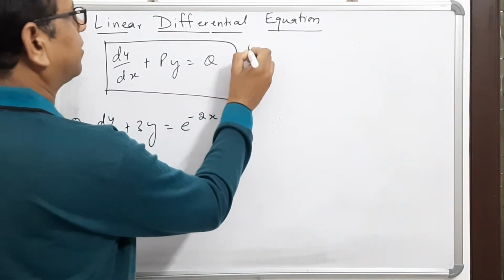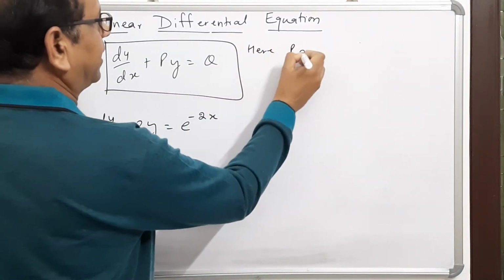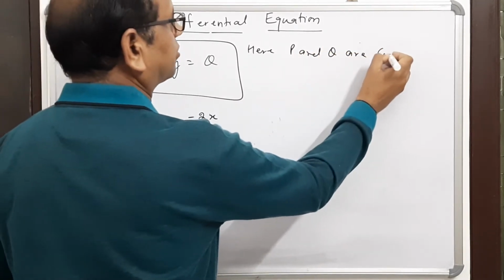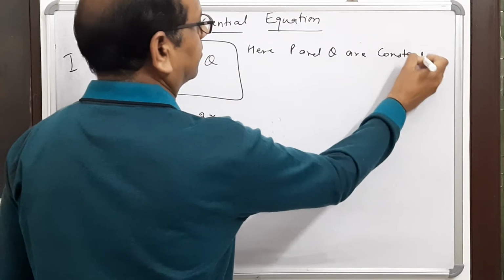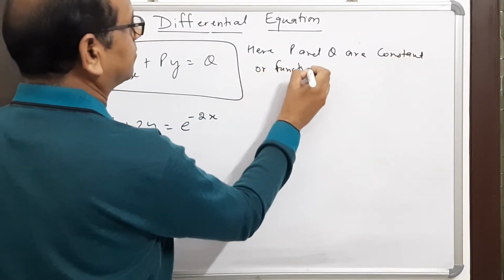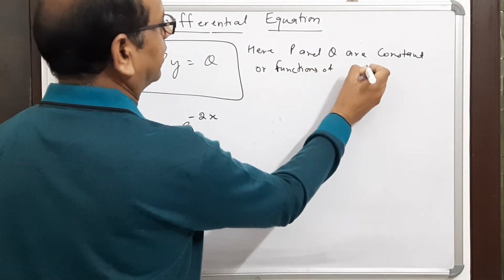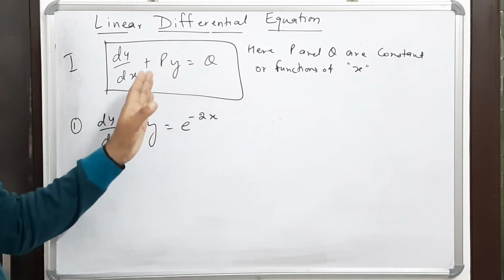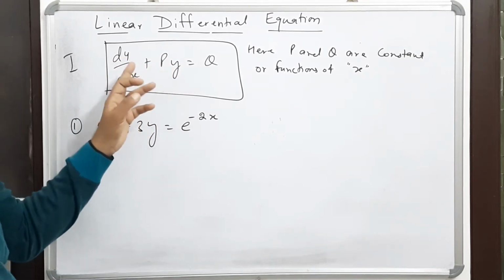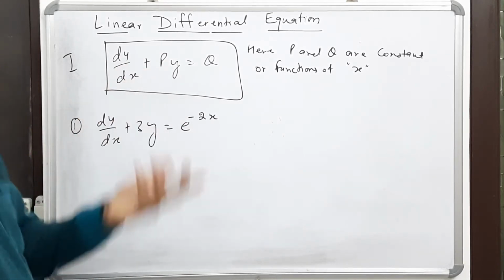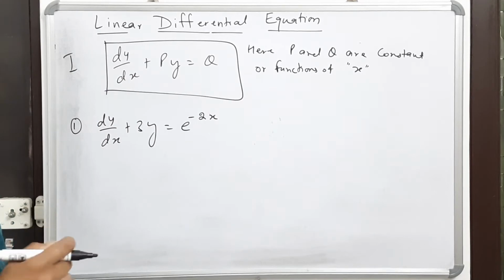Now here p and q are constant or functions of x. What are the p and q here? They are either constant or functions of x: sin x, cos x, e power x, log x, or any constant 1, 2, 3, 4, 5, whatever it is.